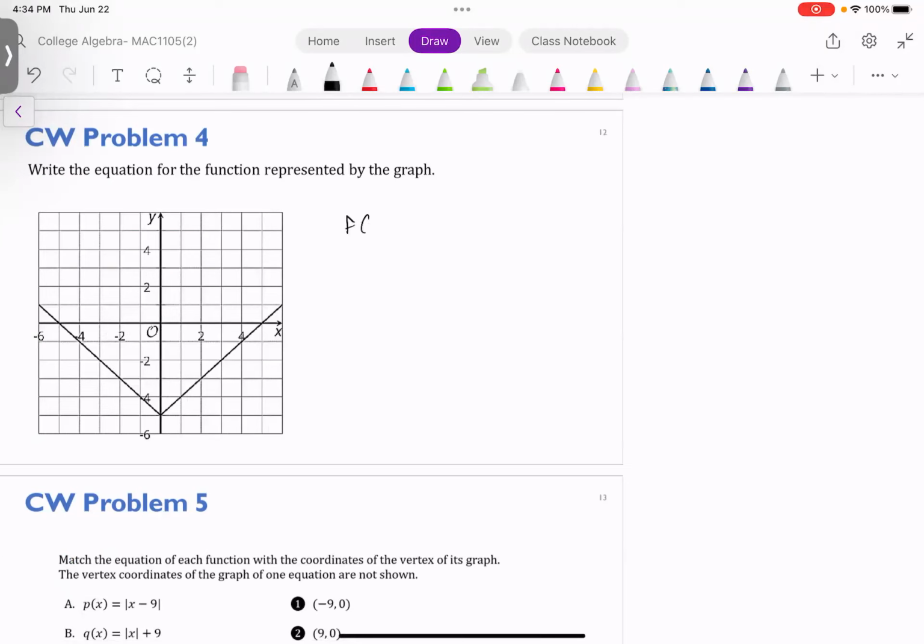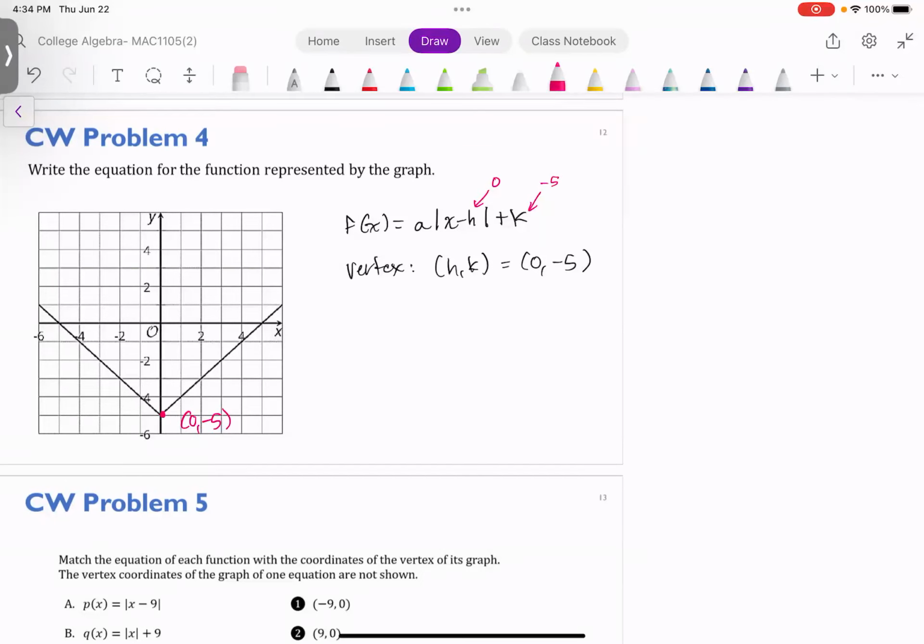So our function form is f of x equals a times the absolute value of x minus h plus k. Our vertex is at h comma k. And if you look on this graph, the vertex is located at the point 0 comma negative 5. X is 0, y is negative 5. So that means my vertex is equal to 0 comma negative 5. And it also tells me that h is equal to 0 and k is equal to negative 5.